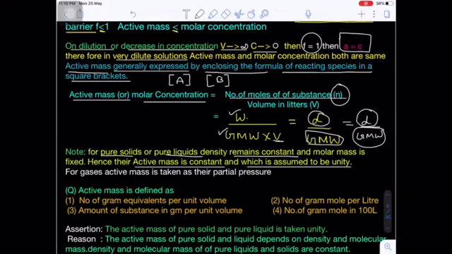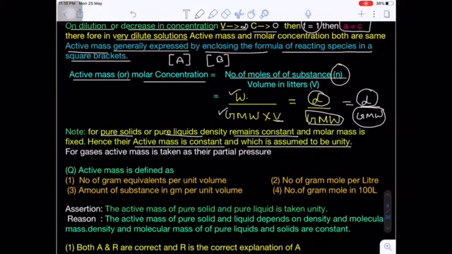Whenever there is a pure solid or a pure liquid, that active mass is arbitrarily assumed to be what? Assumed to be what? Unity. Let's suppose I have limestone, CaCO3. Do you know CaCO3 is a pure solid whose active mass is arbitrarily assumed to be 1 molar, 1 mole per liter. Are you getting my point? Let's say quicklime is there, CaO, whose active mass is arbitrarily assumed to be unity constant. That constant value is assumed to be 1.